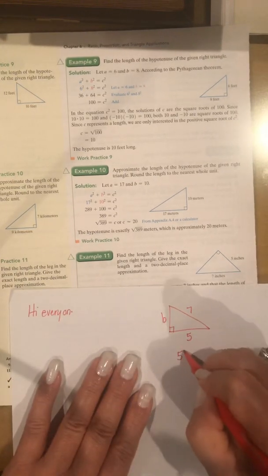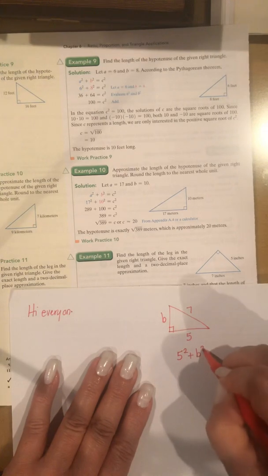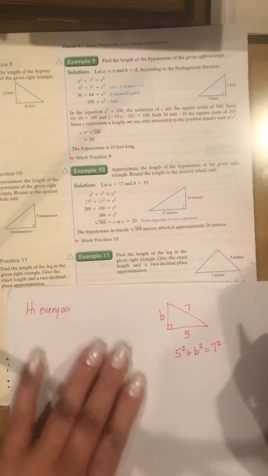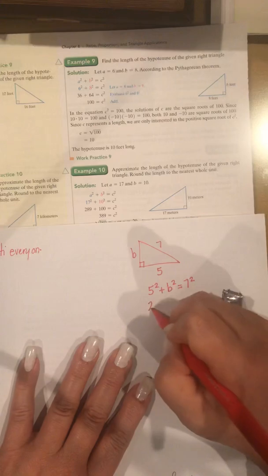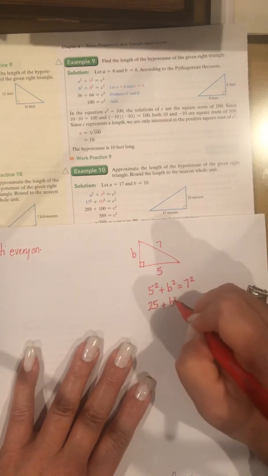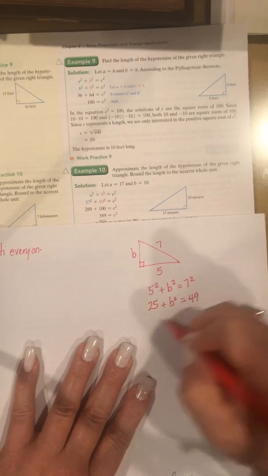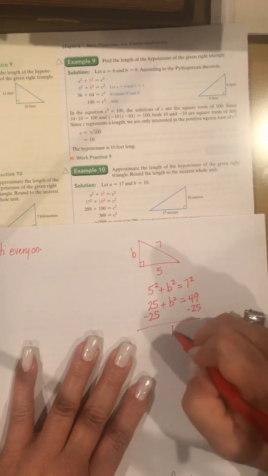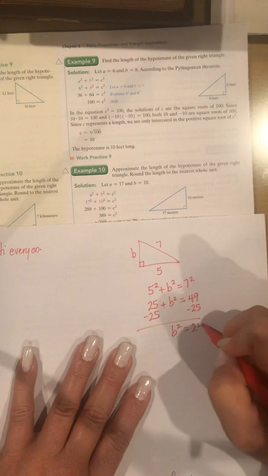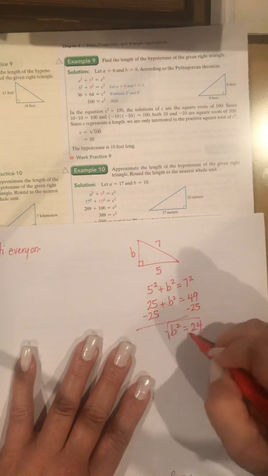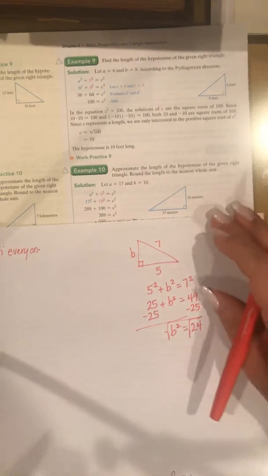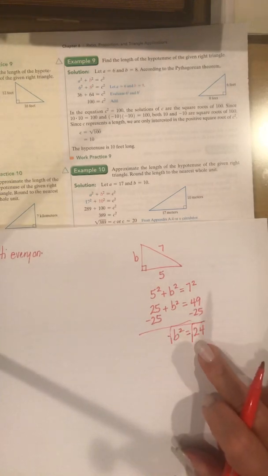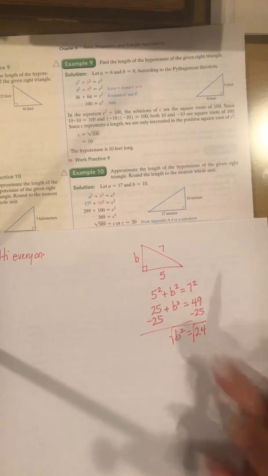So 5 squared plus B squared equals 7 squared. Well, 5 squared is 25. 7 squared is 49. So you're going to subtract 25. So B squared equals 24. And now take the square root of 24. Since I don't know what the square root of 24 is, I'm going to use my calculator, and that ends up being about 4.9.